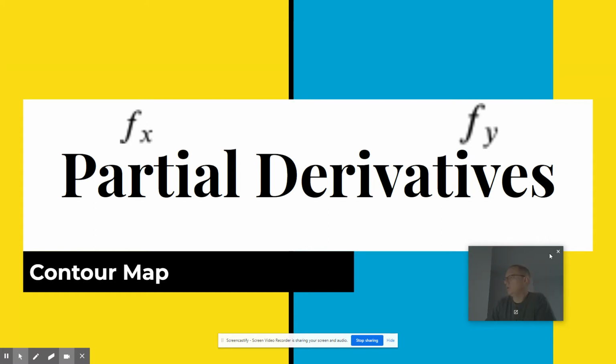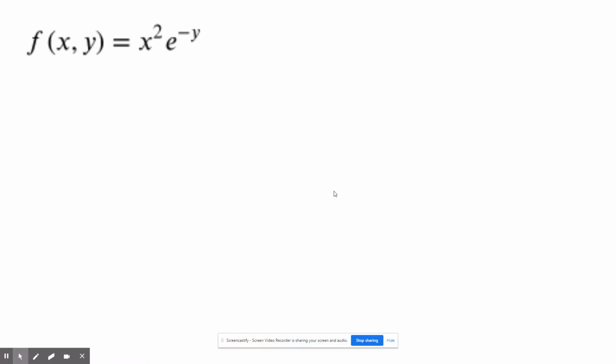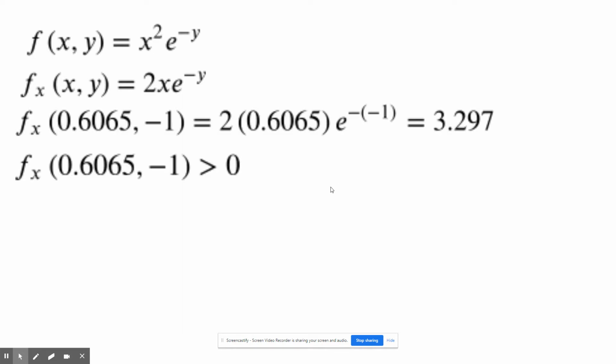All right, so here is our first example, looking at x squared e to the negative y. The partial of f with respect to x is 2x e to the negative y. I just plugged in some arbitrary point, which we'll look at in a second on the contour map, and we get 3.297. We just want to know, is the partial of f with respect to x, and also y in a minute, positive or negative? That's all we need to determine given the contour map.